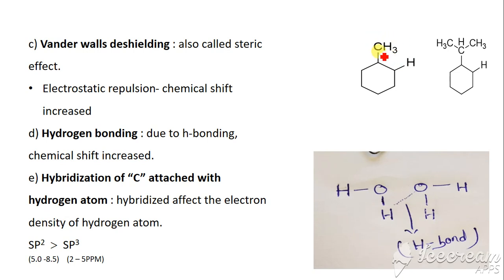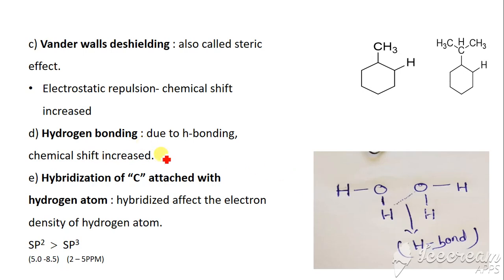But this group is not very bulky compared to this group. This group is very bulky, and because of the presence of a very bulky group near the hydrogen proton, it creates an electrostatic repulsion between them, and because of this electrostatic repulsion, this proton gives a high chemical shift value.